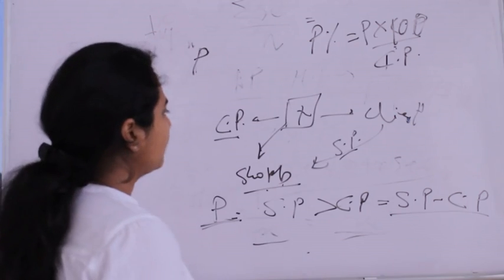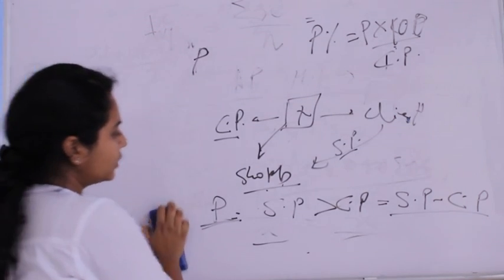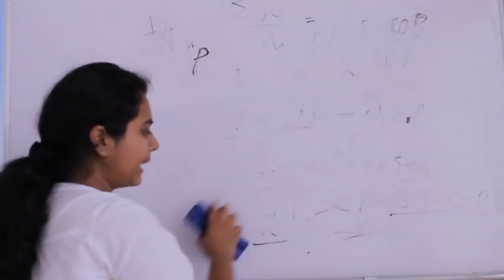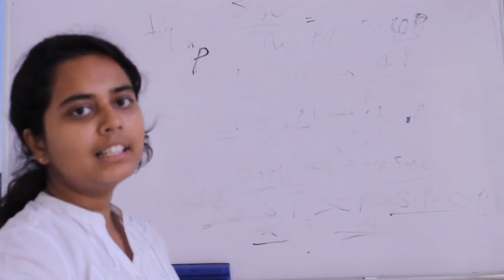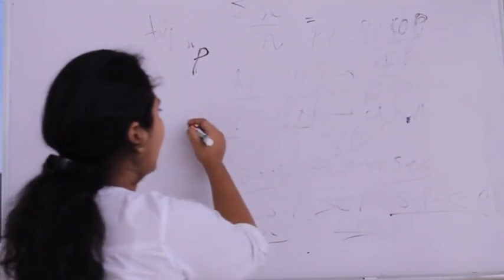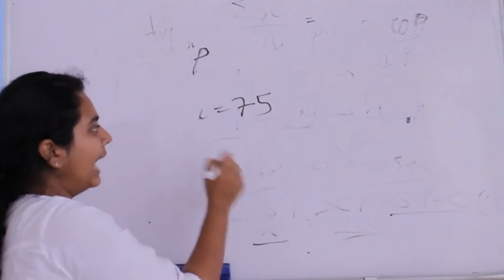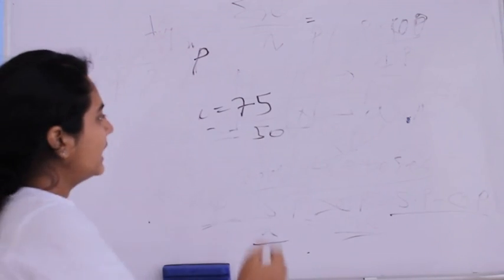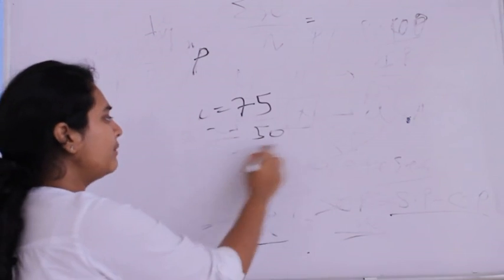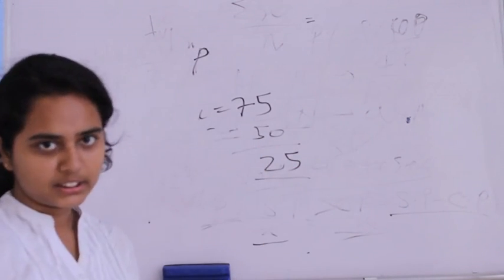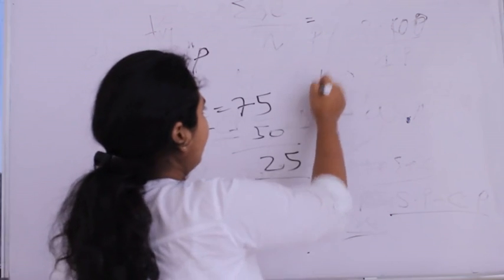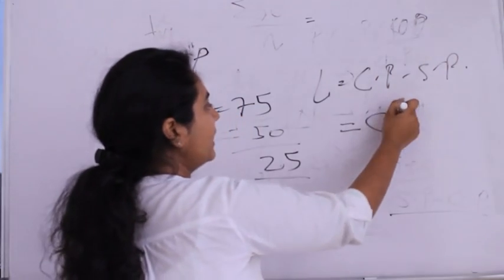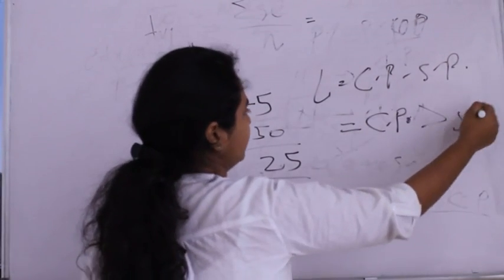Now coming to the next aspect, being at loss. The shopkeeper is at loss when SP, that is the selling price, is less than his cost price. If he buys an article for 75 rupees and sells it for 50 rupees, he will be at loss because he has sold it for 25 rupees less than what he purchased it for. So the loss is calculated by CP minus SP, the reason being that CP is greater than SP.